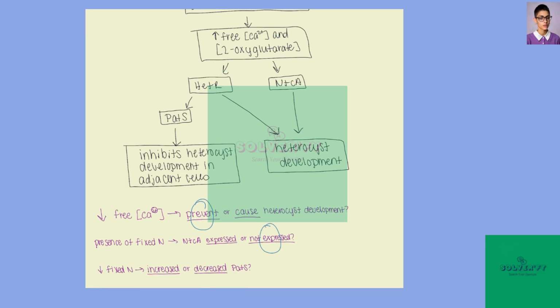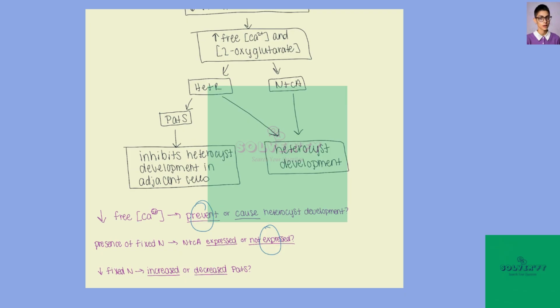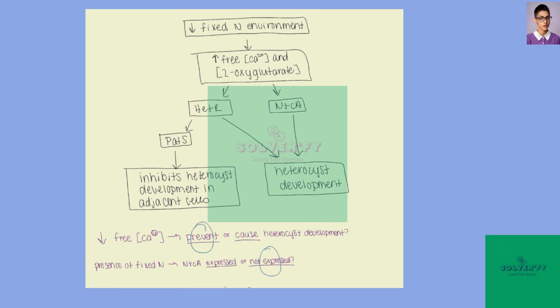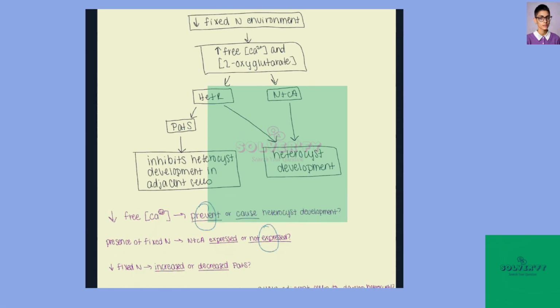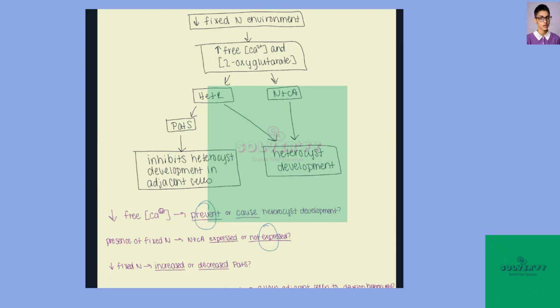Okay, our next example is again going back to low fixed nitrogen in the environment. Should that increase or decrease PATs concentration? So here, and I'll zoom out a little bit so you can see, here we have a low fixed nitrogen environment. That's going to cause the increased calcium and 2-oxoglutarate, which is going to cause the production of these two transcription factors. And then if you have HETR being produced, then that's going to promote the production of PATs. So in a low fixed nitrogen environment, you should have increased PATs.